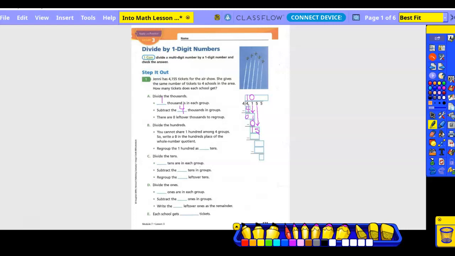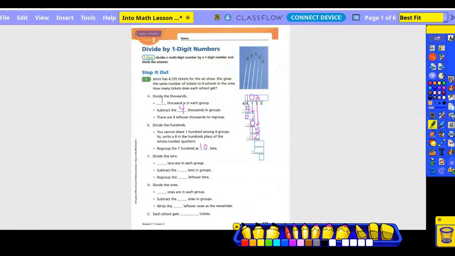Okay. So how many 10s did I end up having? I had 10 10s, right? Okay. So then now we're dividing the 10s. So how many times can 4 go into 15? 3 times. 4 will not work because 4 times 4 is 16, so you're too high. So 3 times 4 is 12.